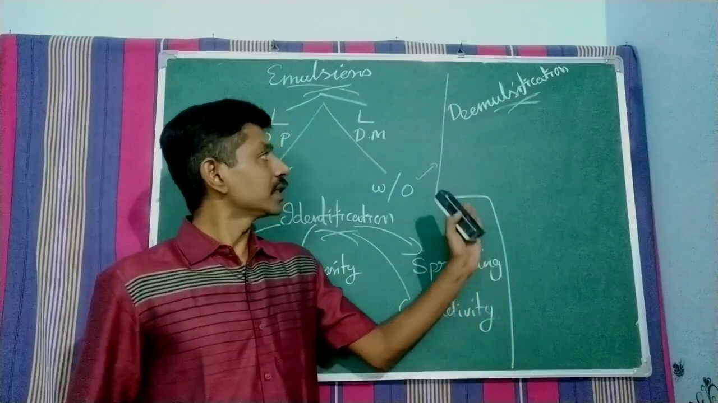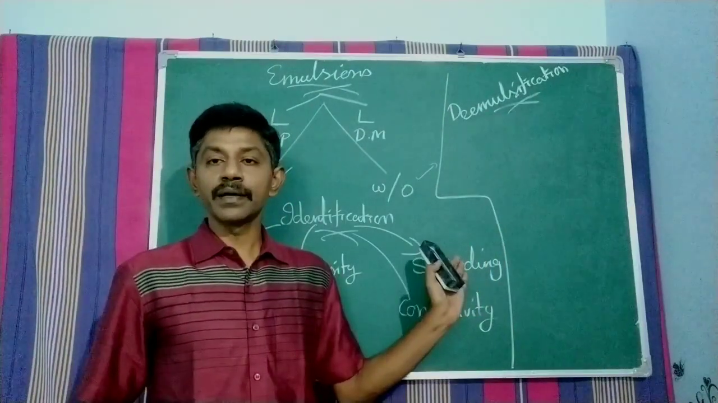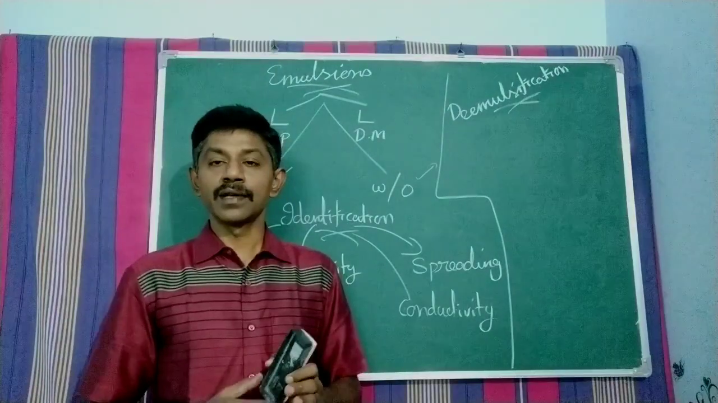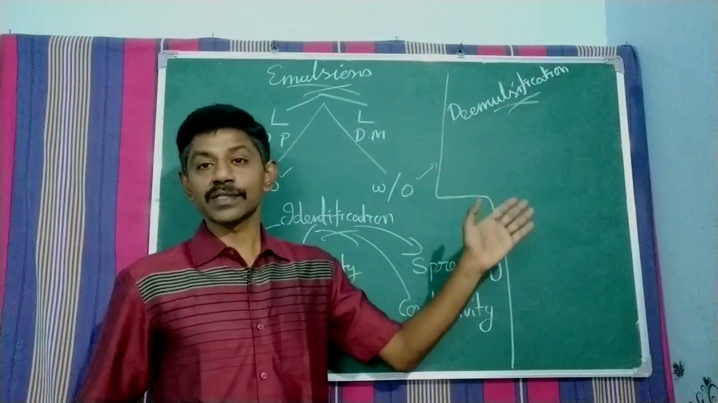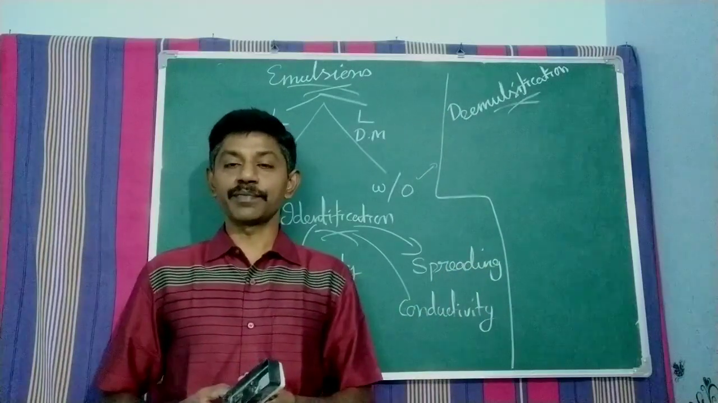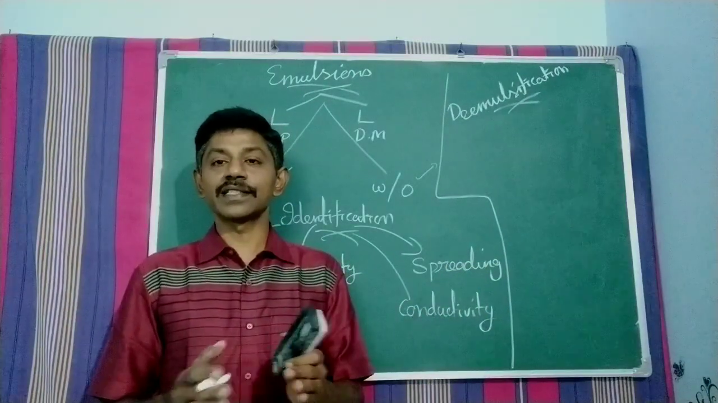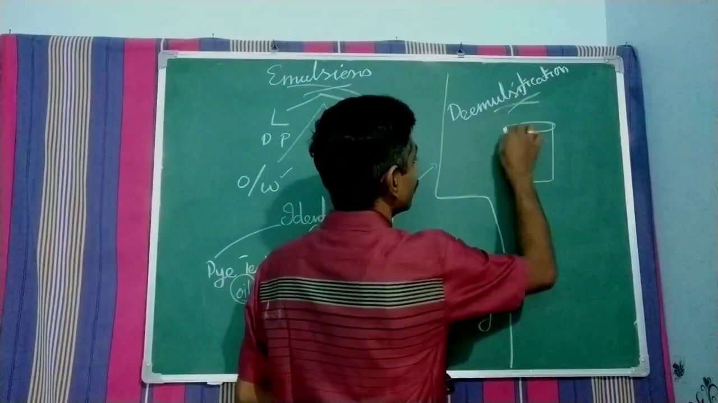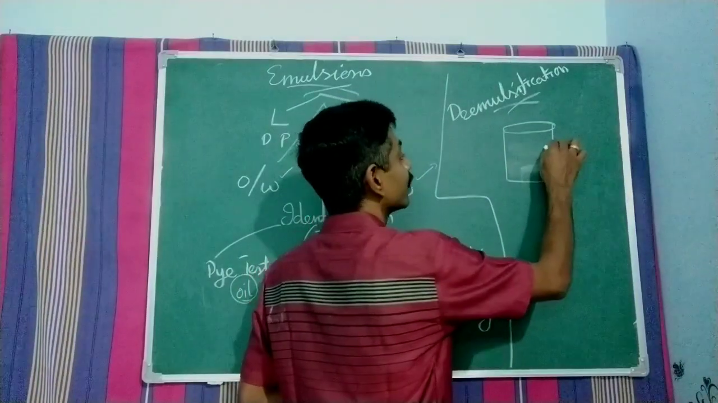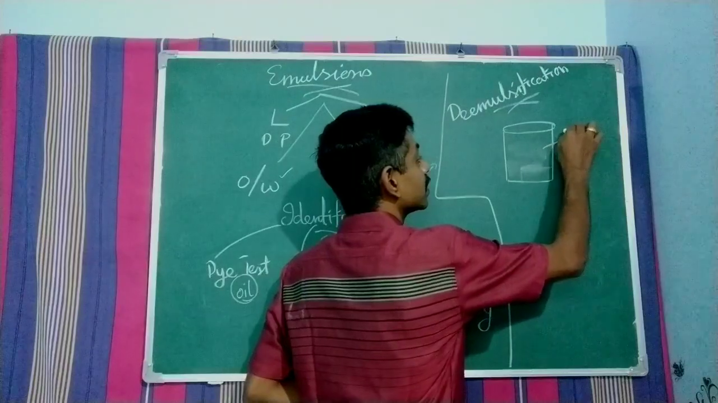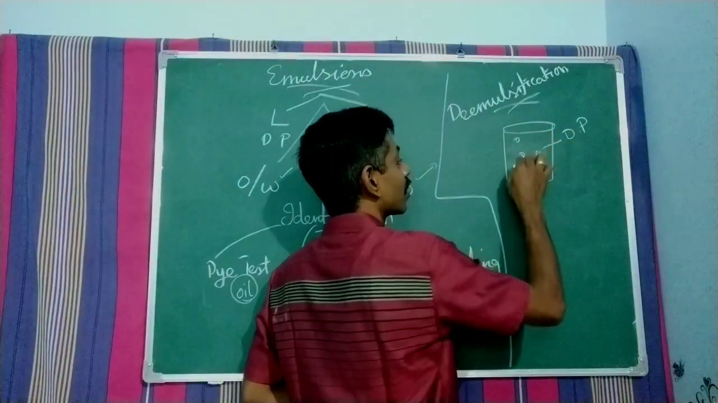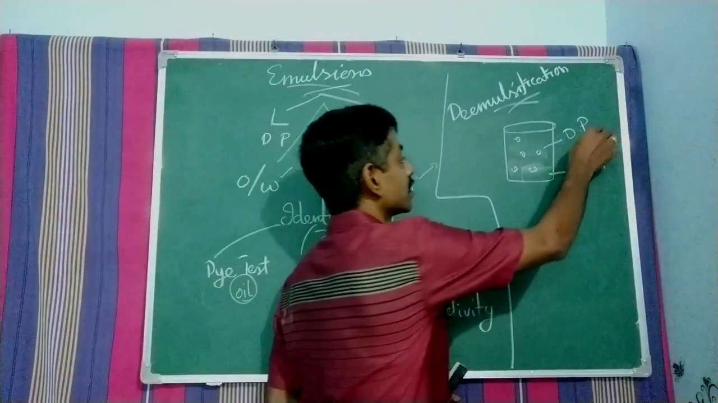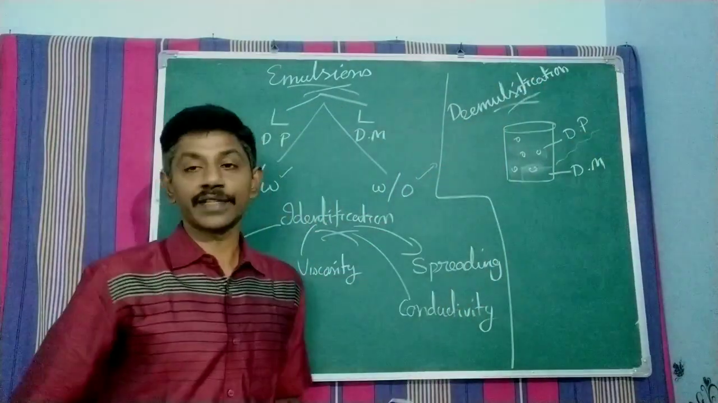We learned about emulsion, how to prepare it, and what the job of an emulsifier is, that is stabilizing the emulsion. We are going to talk about the next process of deemulsification. That means separating the dispersed phase and dispersion medium into two phases. As I told you, an emulsion is a combination of two layers: a dispersed phase, the colloidal particles, and the dispersion medium. The process of separating these two we call the deemulsification process.